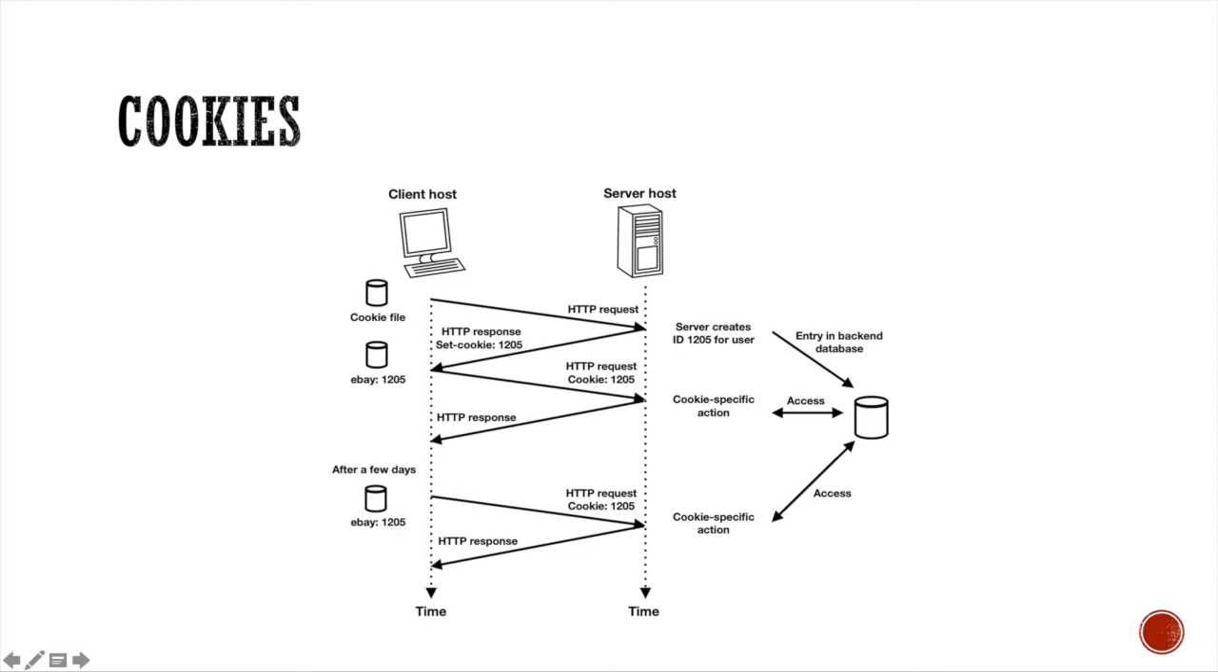Now, every time the client requests an object from the server, a Cookie header line that contains the identification number is included in the HTTP request message, and the server will be able to track the activities that the client with this identification number had performed. In this case, the server host is eBay, and the identification number assigned to the user is 1205.